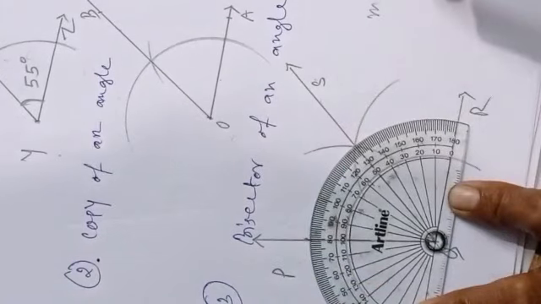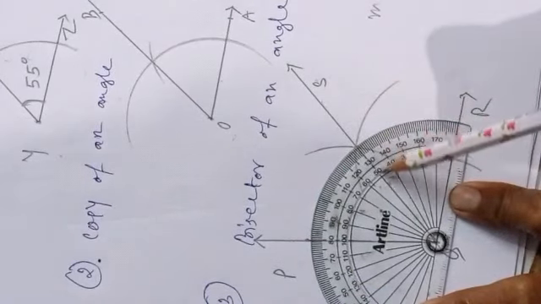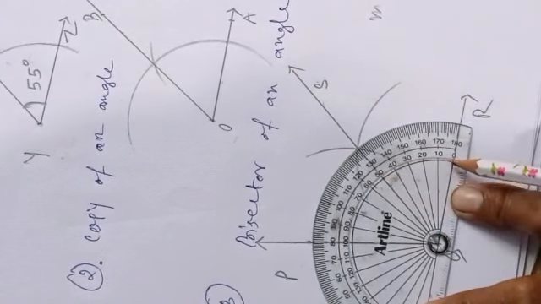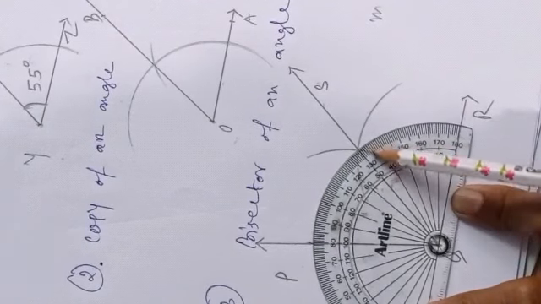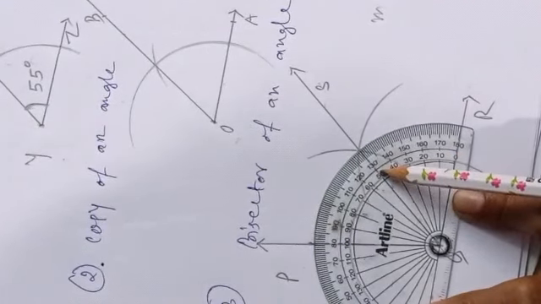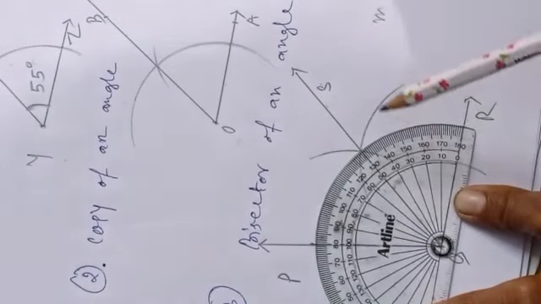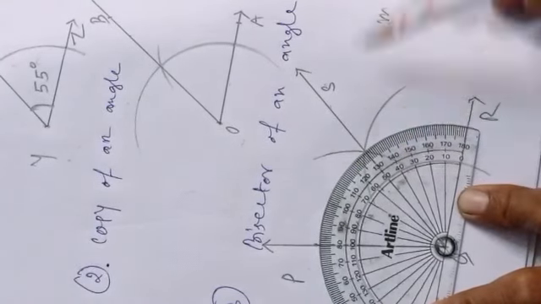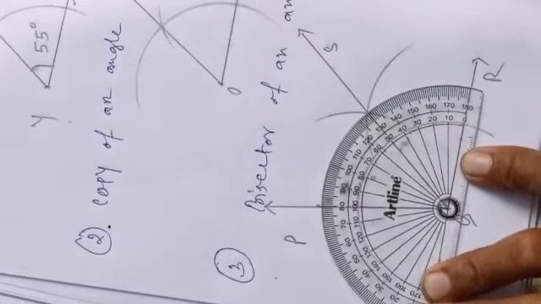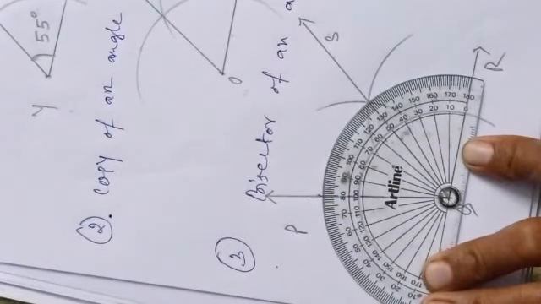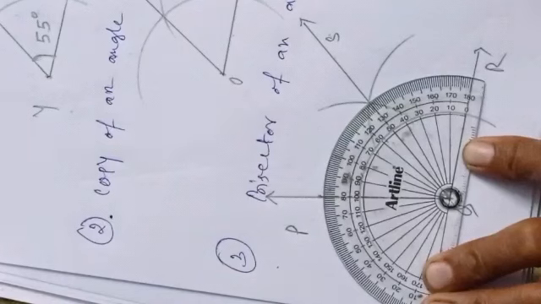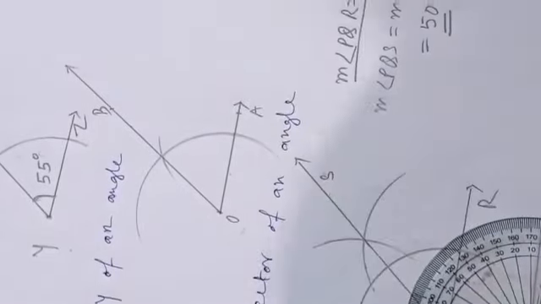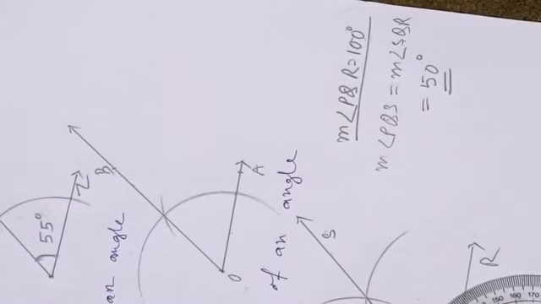Now I have bisected this one, and after bisecting, the new ray I have drawn is QS. See, it is passing through 50 degree. Yes or no? You go from 0, and that line is indicating it is going through 50 degree. So here we can say that whatever bisection we have done is absolutely correct. Angle PQR has been divided in two equal parts, angle PQS and angle SQR, and their measure is 50 degree. So we have bisected this one absolutely, and all the steps are correct.